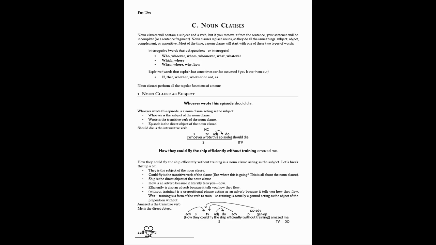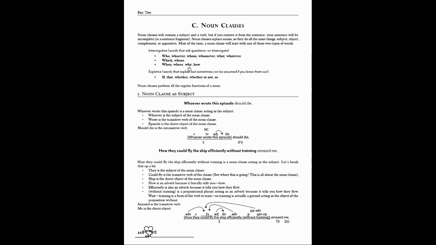They're not a complete sentence because they do have a subject and a verb, but they are a dependent clause because they have an extra word. A lot of the time, those extra words will be who, whoever, whom, whomever, what, whatever, which or whose, when, where, why, how. Now, I know these are normally adverb words, but when they are acting as part of a noun clause, then they're not adverbs.